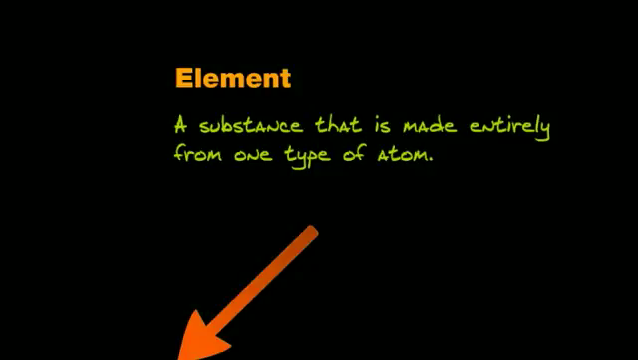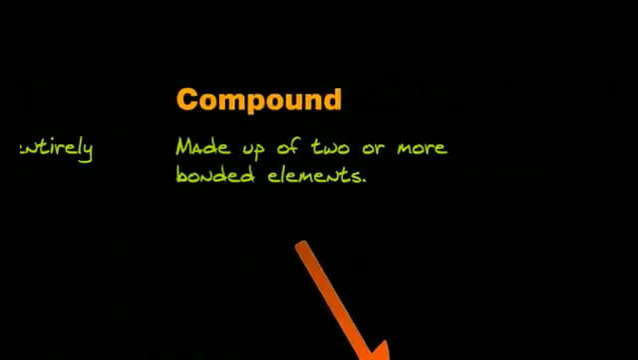Now, if it's on the periodic table of elements, but there's also another atom from the periodic table of elements, then we go over to compounds. So these things can be separated by chemical means. They can't be separated by physical means, let me say that again. Compounds can't be separated by physical means, but they can be separated by chemical means.